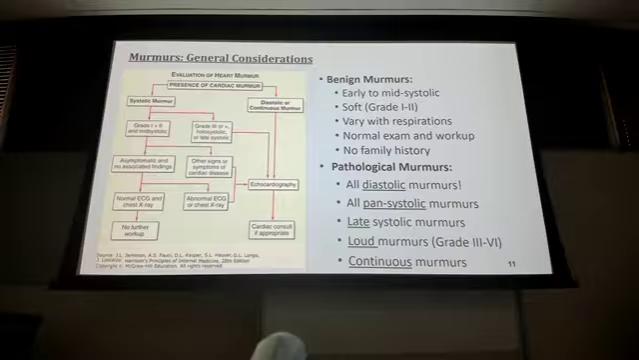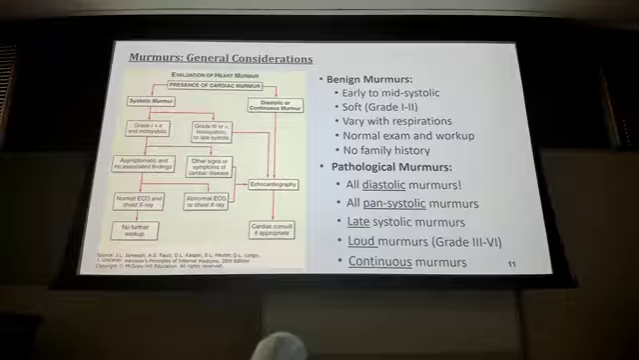Pathologic murmurs: if it's diastolic, all diastolic murmurs are pathologic, okay? So if you have a diastolic murmur, it's pathologic. If it's pansystolic, or holosystolic is the other term for it, that is also pathologic. If it's late systole, that's pathologic. Loud murmurs, so grades on the systolic side, grades 3 to 6, are there.